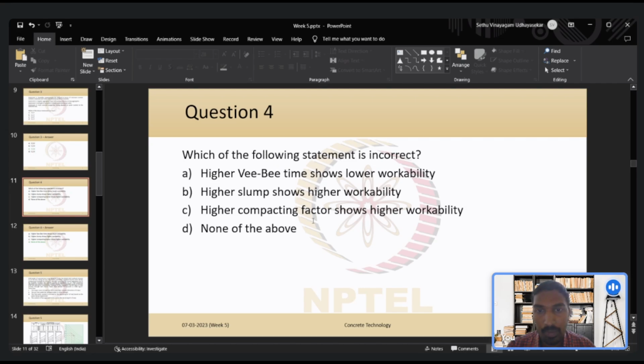And then this compacting factor will be between 0 and 1. So when it is higher, closer to 1, it means that there is more workability. So you need to do lesser compaction in order to compact it, right? So therefore your concrete is more workable. So higher is the compacting factor, higher is the workability. So the trend is correct in all the 3 statements. Therefore none of them is incorrect.